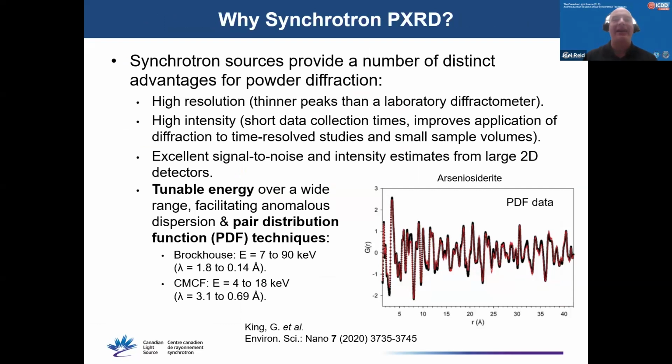Tunable energy and high energy are also very important. Our Brockhaus beamlines for diffraction and scattering offer a very large energy range that facilitates pair distribution function, or PDF, analysis. And PDF is a total scattering technique that can study local structure, even in poorly crystalline and amorphous materials. High energy is also really important for transmission measurements on highly absorbing samples, like metal alloys or battery systems.